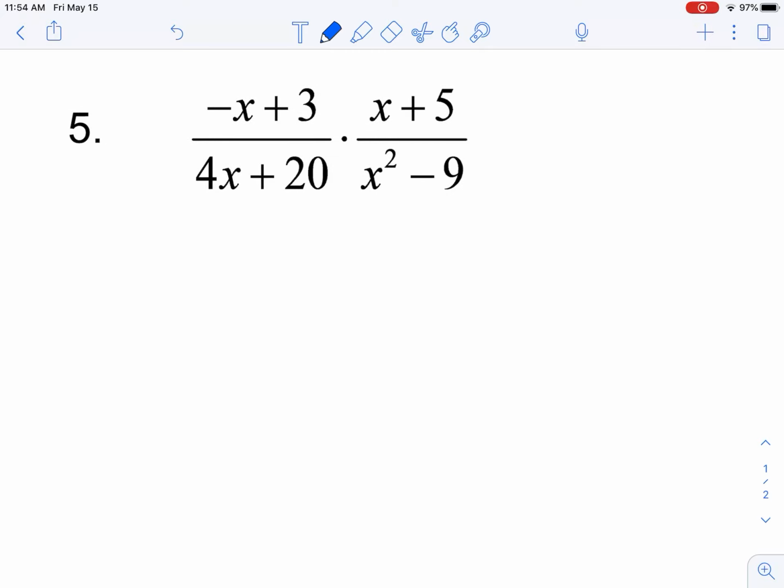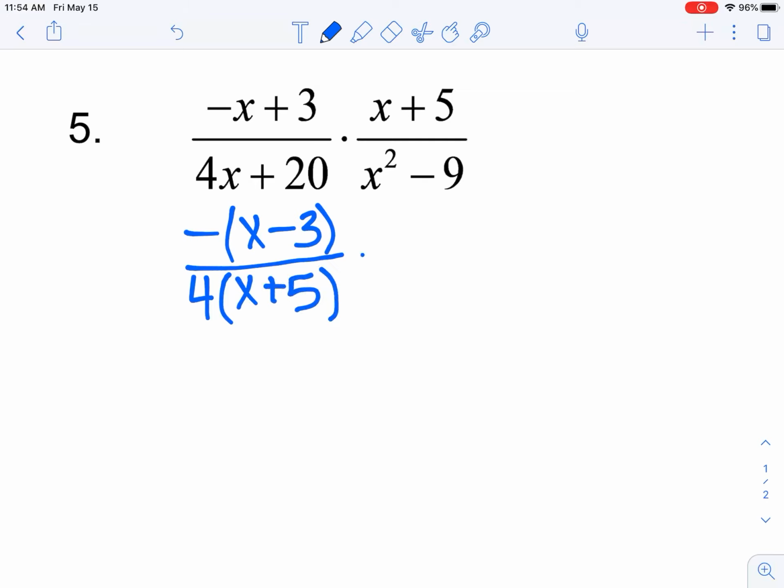Alright, let's give number 5 a try. This problem is going to be a little bit different. We're going to do some factoring first. So I'm going to start with the numerator of my first fraction, and I've got that negative in front, so I'm going to factor that out. So that would give us a negative 1 in front times x minus 3. Then in the denominator of that fraction, my GCF is a 4, so I'm going to factor out a 4. So we have 4 times x plus 5.